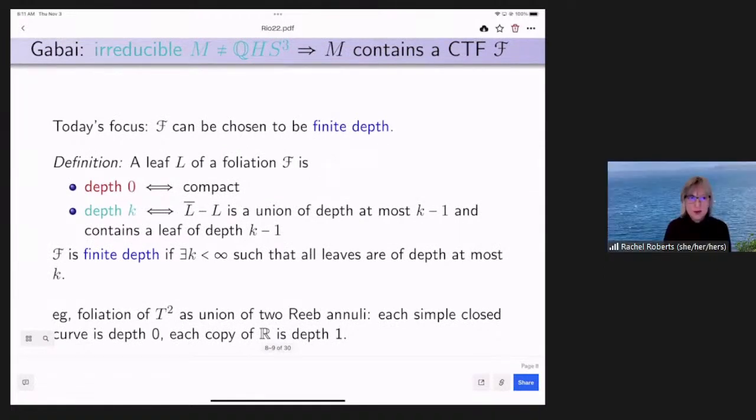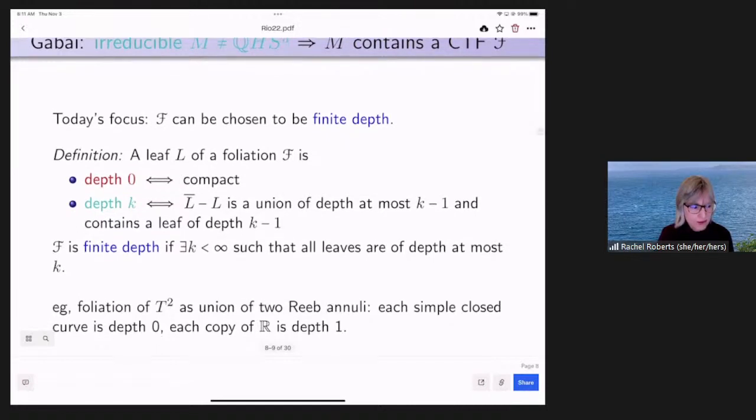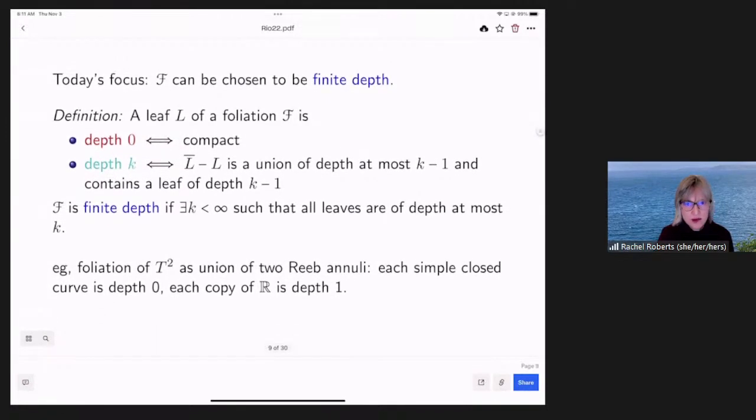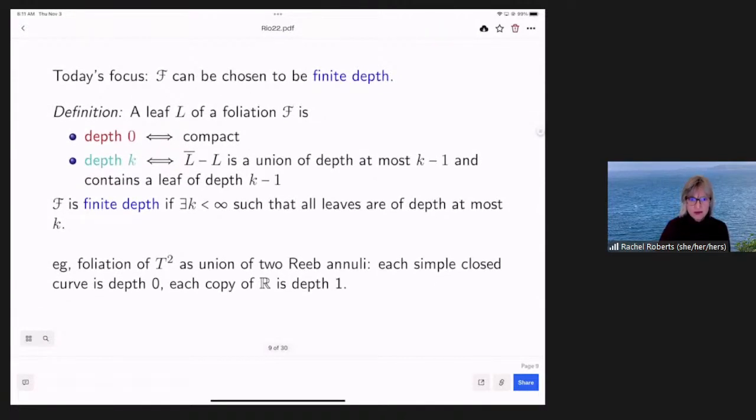Okay, so now I want to turn the talk to focus on this Gabai result: that if you have an irreducible three manifold that has interesting homology, then we're going to have a taut foliation. And today's focus in particular is going to be on finite depth foliations.